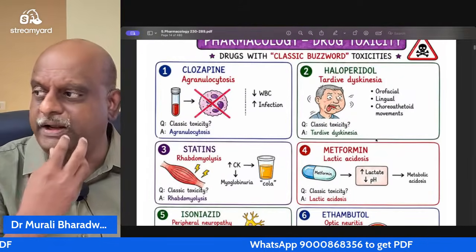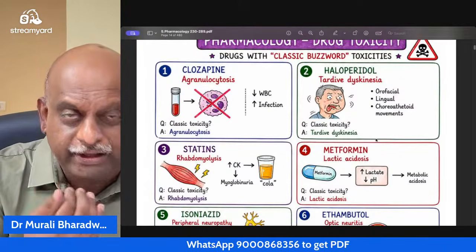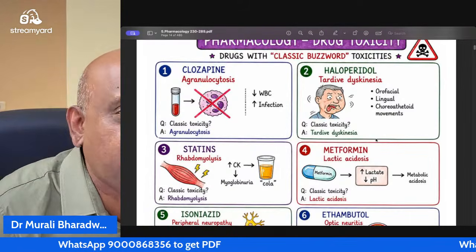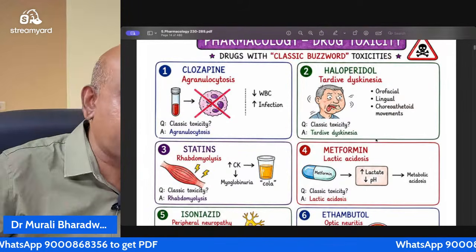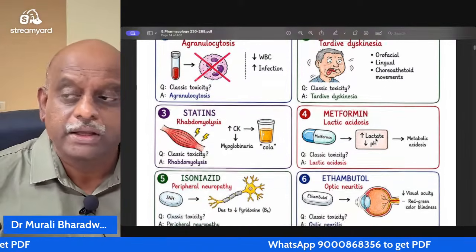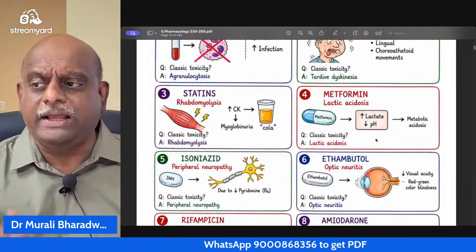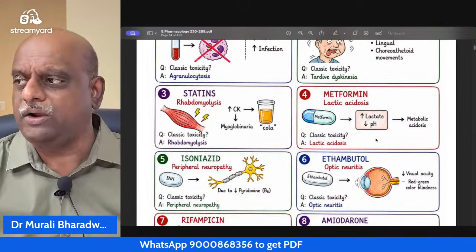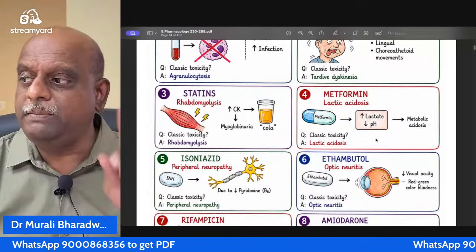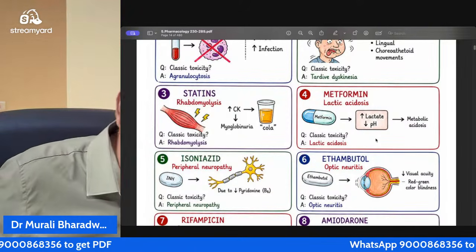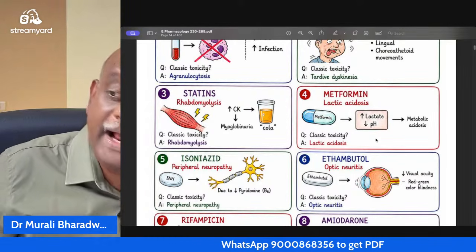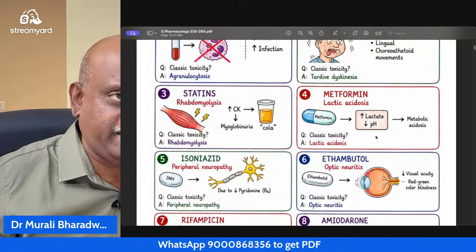Tardive, that is orofacial, lingual, choreoathetoid movements, will begin if you start haloperidol, but not immediately, only after a few days. Hence it is called tardive dyskinesia in haloperidol. Statins can lead to rhabdomyolysis, myoglobinuria, Coca-Cola colored urine. Similarly, with metformin you need to be careful, especially in those who have chronic kidney disease due to diabetes. If you give metformin, that can lead to lactic acidosis, is what we need to remember.